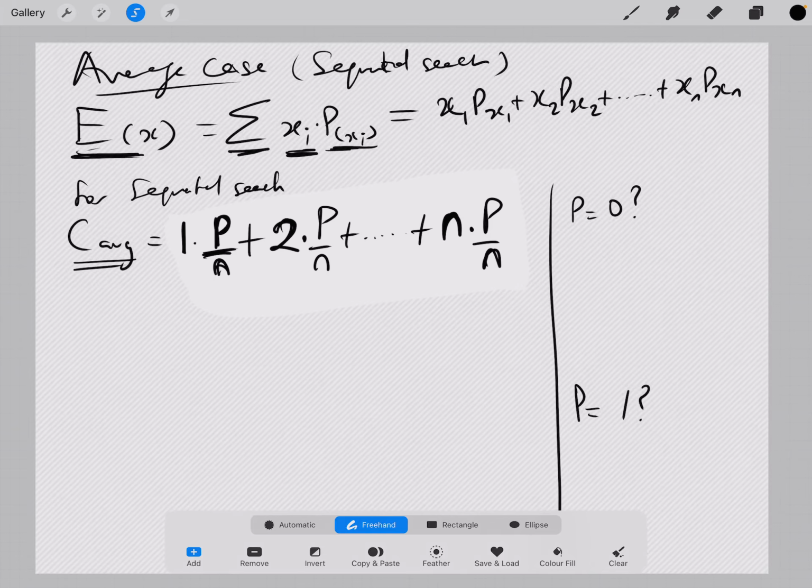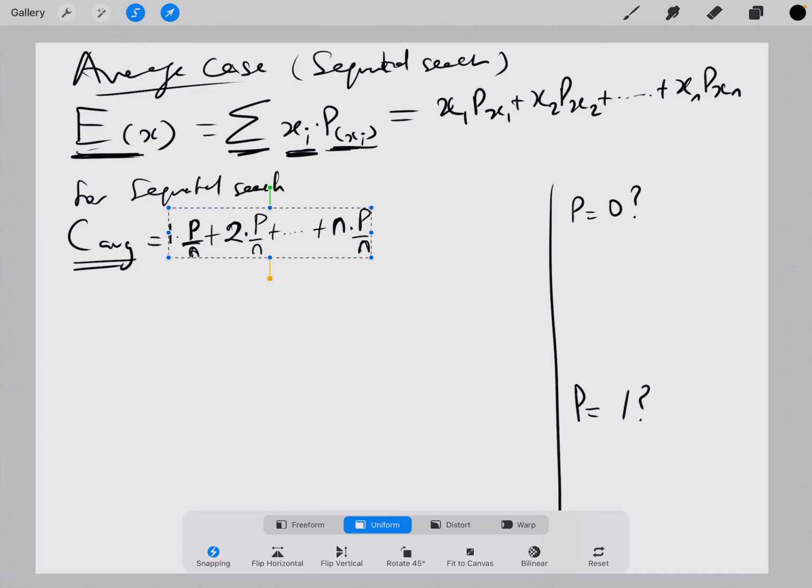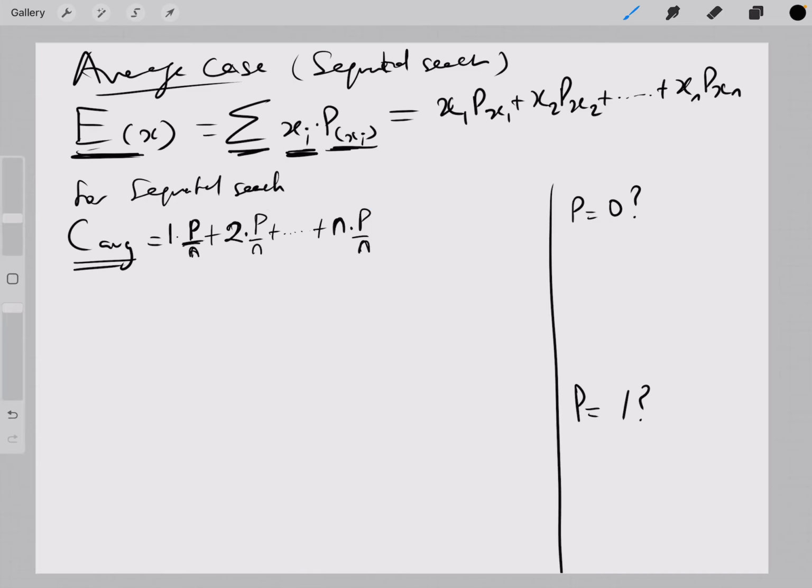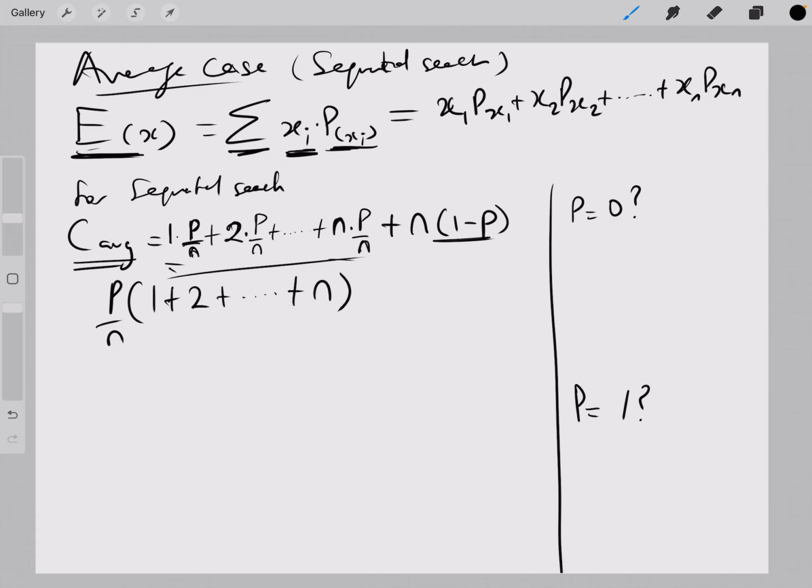So computing that, let me just make this more visible. Then we also have to consider the probability of an unsuccessful search, which is n times (1 minus p). So this is when the search is not successful. So we have 1, 2, all the way to n, each with p over n. Now we can factor out p over n for all of these. So we have p over n into bracket 1 plus 2 plus dot dot dot plus n, then plus n into bracket 1 minus p.